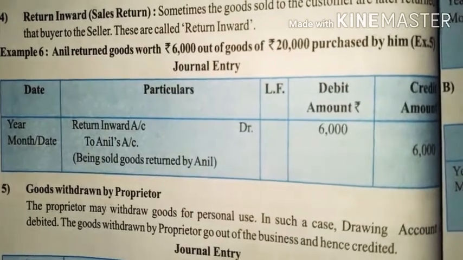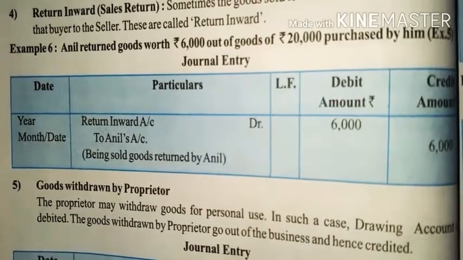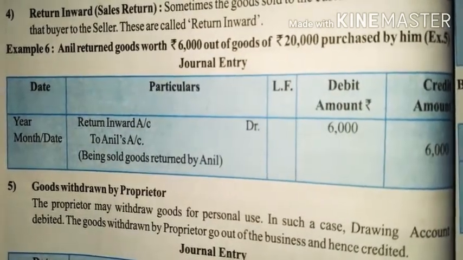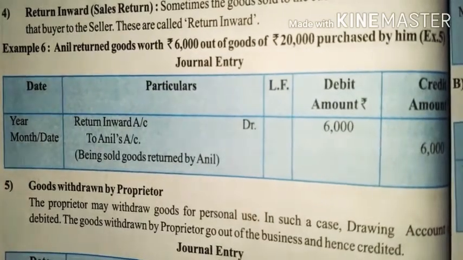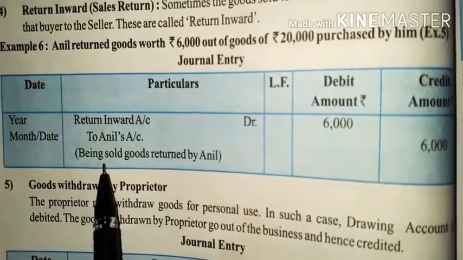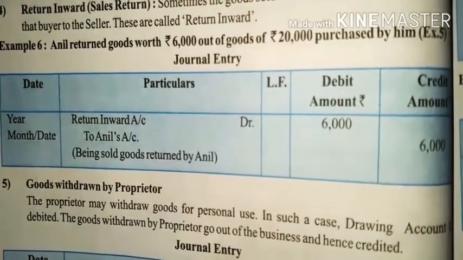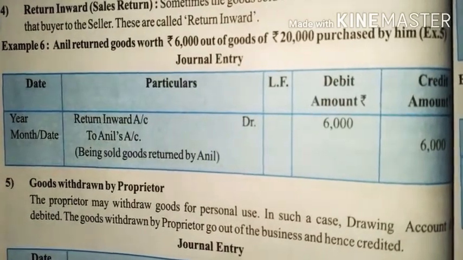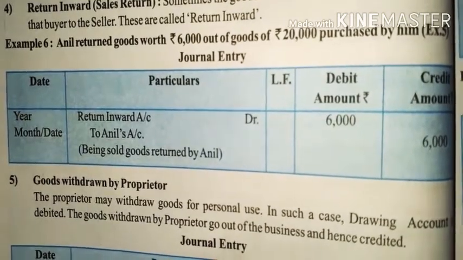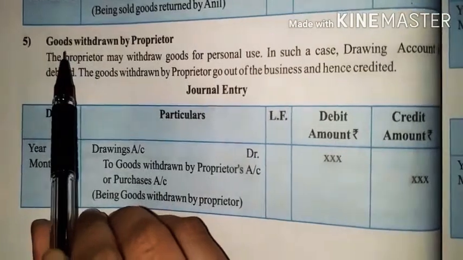Now the rule for a personal account: since Anil is a personal account, debit the receiver and credit the giver. He has given goods back to us, so the credit effect will be given to Anil's account, and you write the amount in the credit column. In the narration, you write: being sold goods returned by Anil. This is a very simple, straightforward narration, that the goods you have sold are returned by Anil. This is how the narration will appear. Let's see the other transaction.